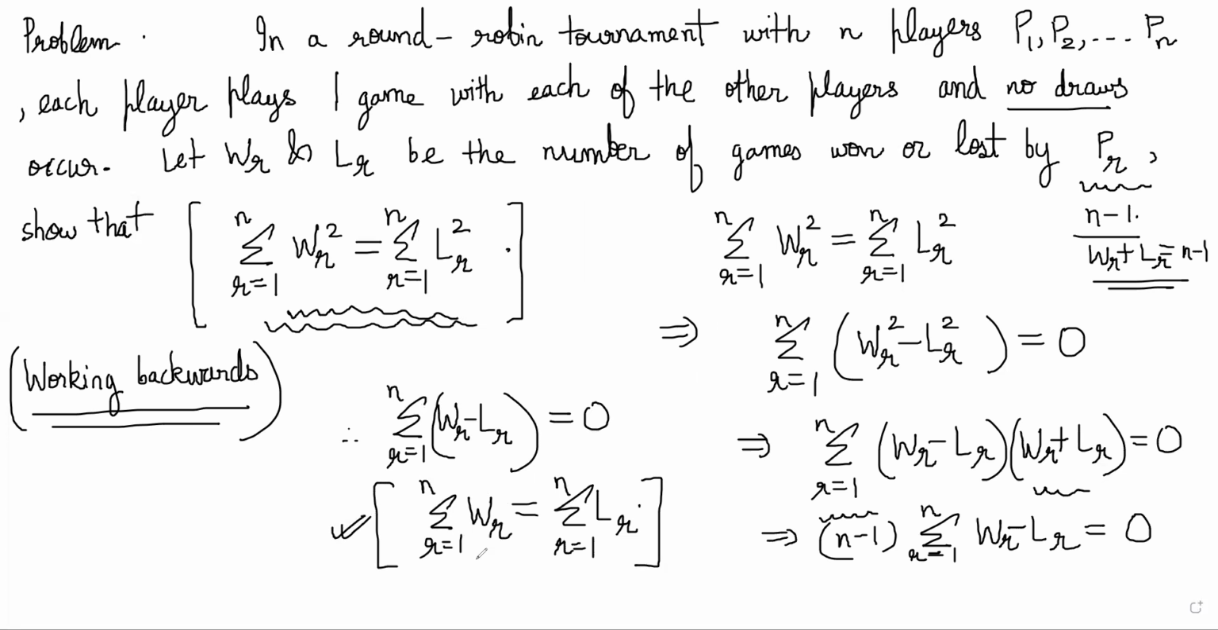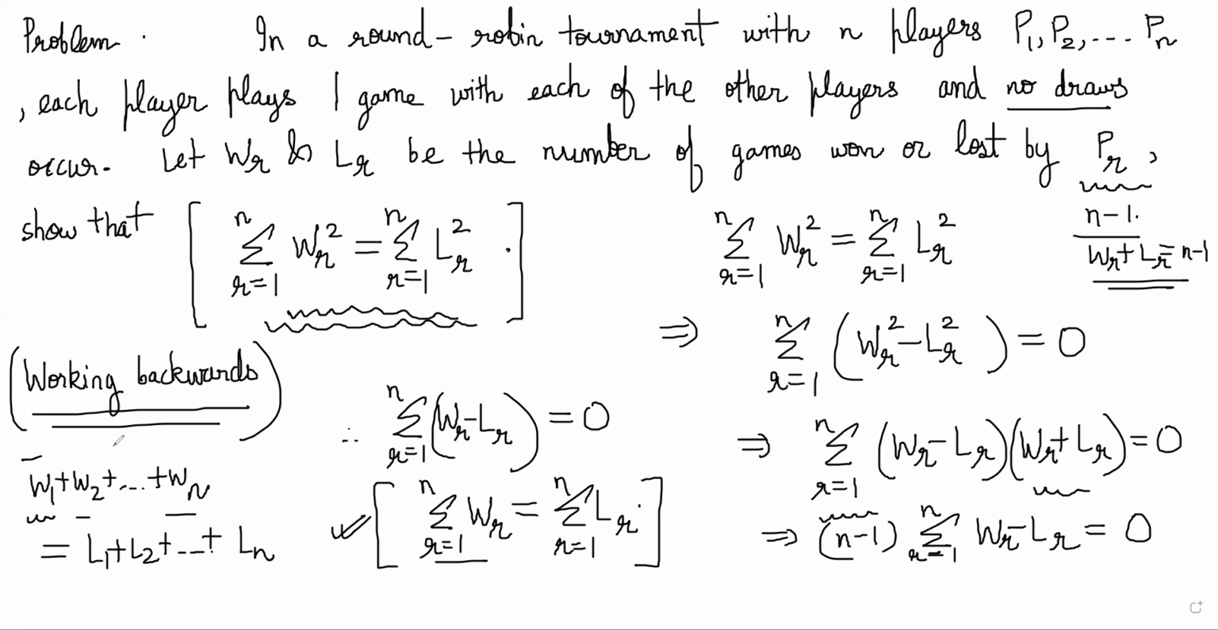So what does this mean? This means the total number of victories for all the players. What is this summation? This is W1 plus W2 till Wn. So the total number of games won by all the players is being added, and we are saying that it is equal to L1 plus L2 till Ln. So the number of victories is equal to the number of losses. But that should be obvious, right? That is obvious because if I win 2 games, then some other player has lost those 2 games.